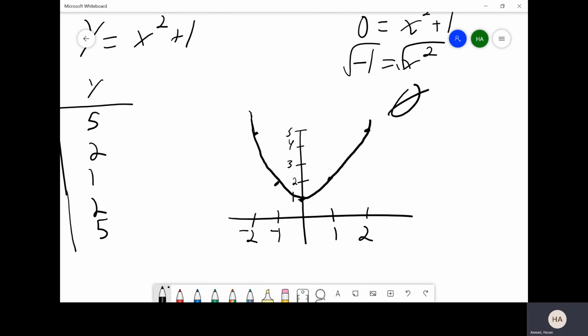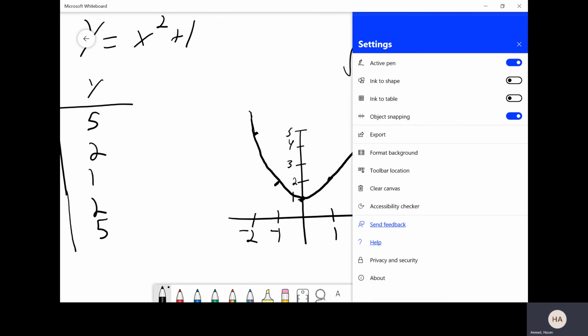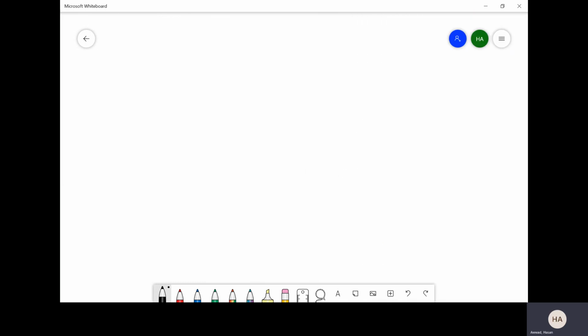Okay? All right, so let's move on to a different topic. Now we're going to be talking about symmetry. So symmetry of a graph is where one portion of the graph has a mirror image as another portion on the graph. So there are 3 kinds of symmetry. There's going to be symmetry with respect to the y-axis.